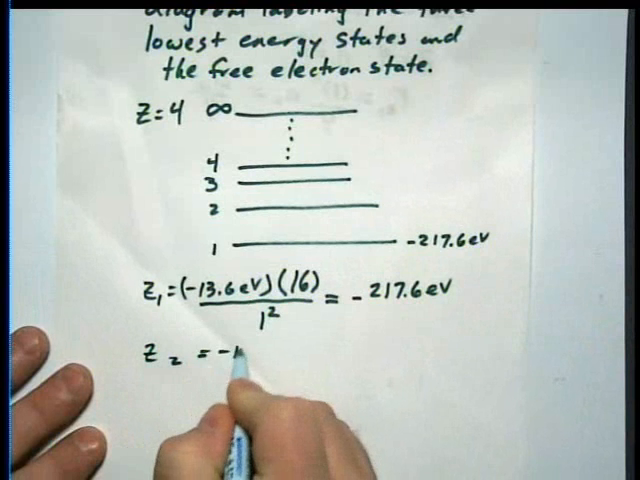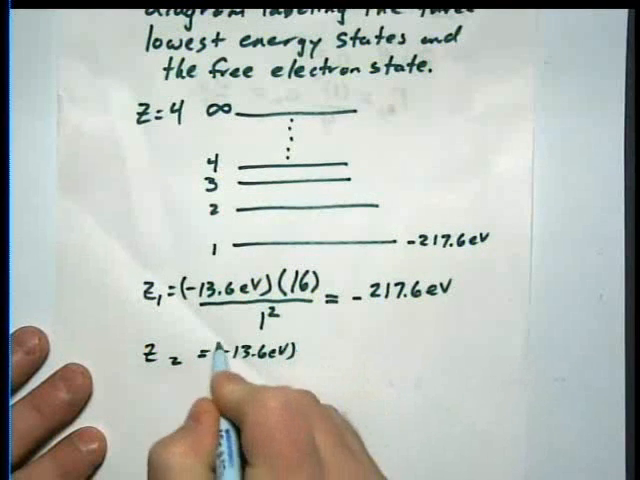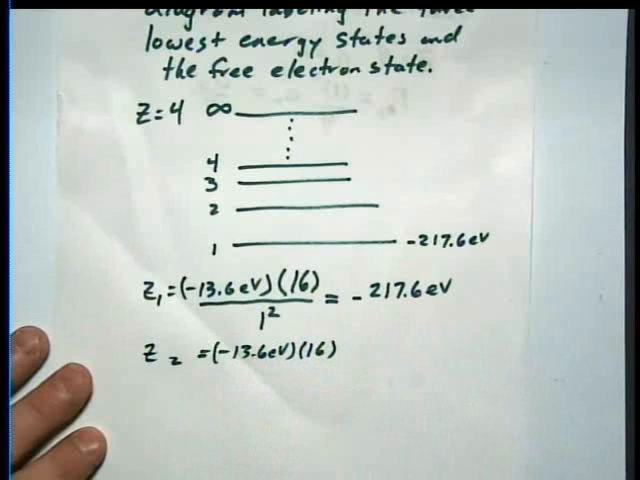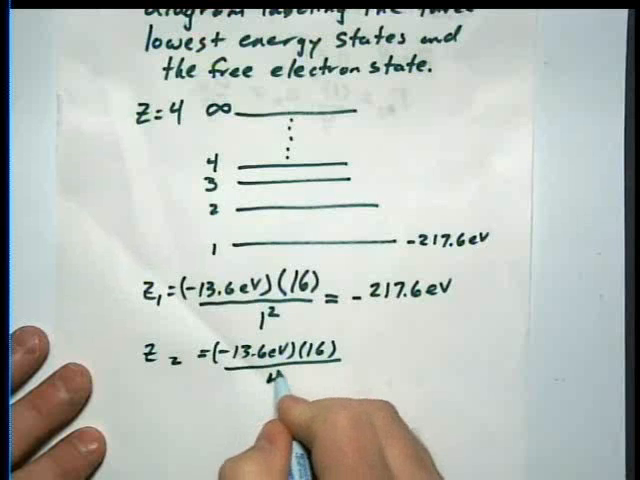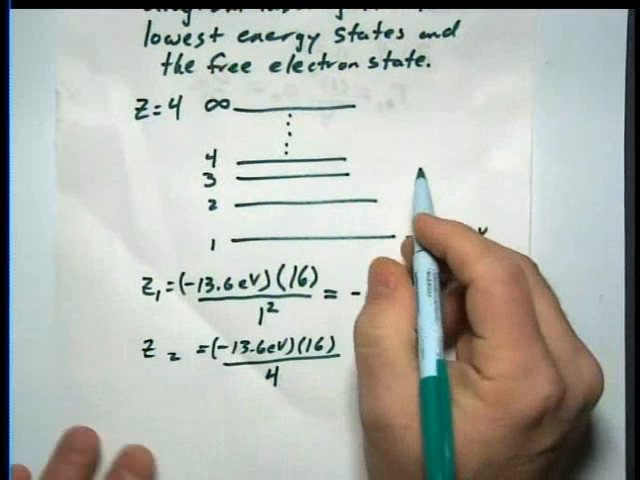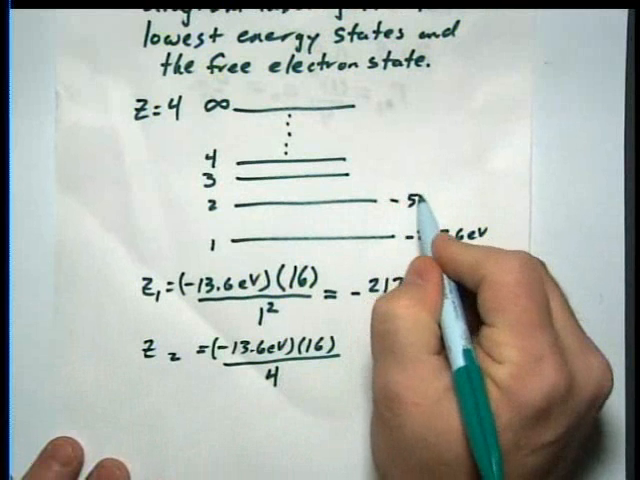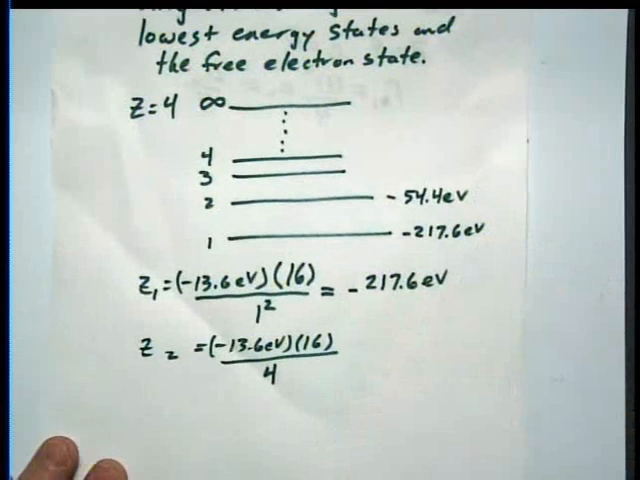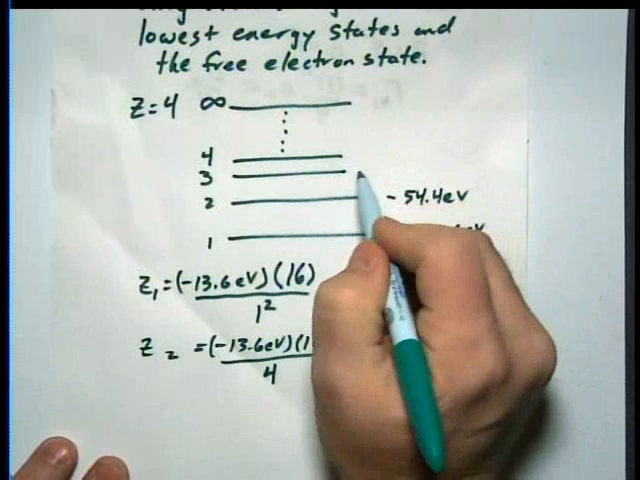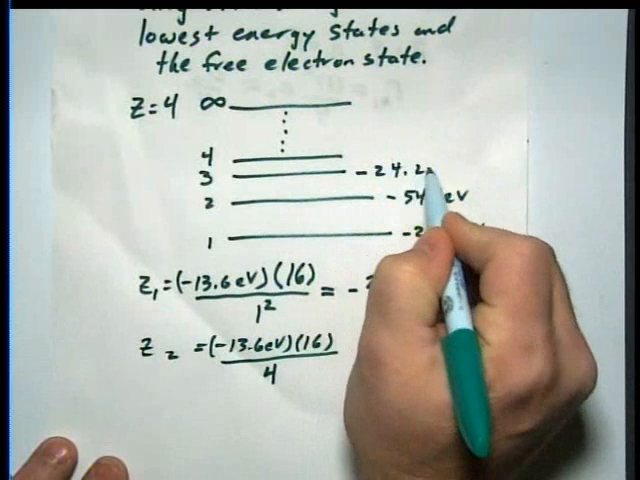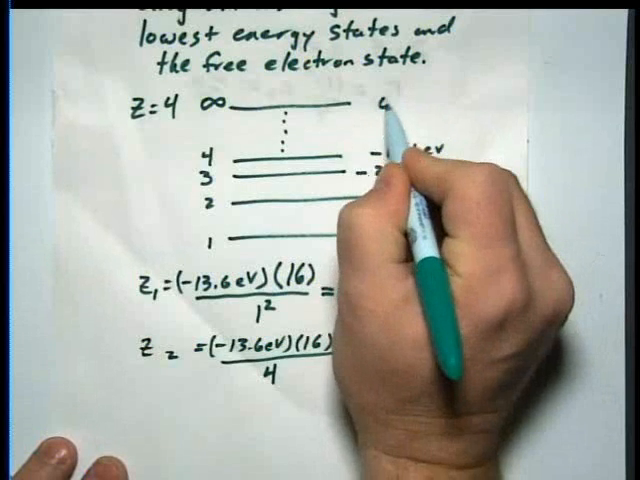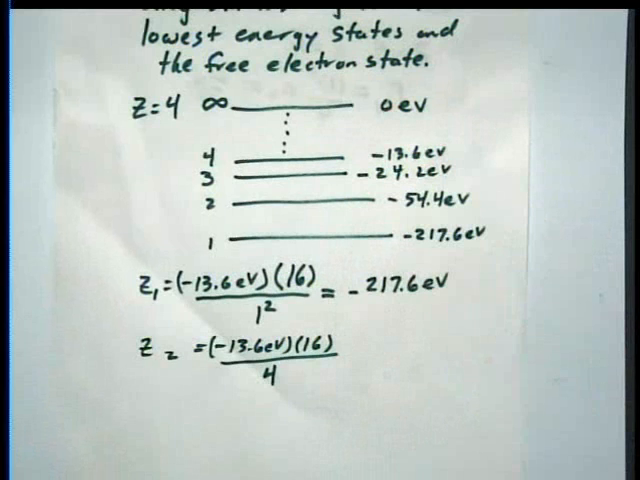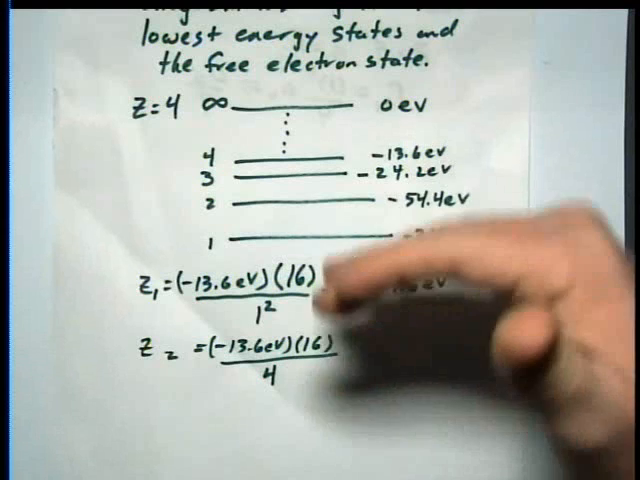Z2 would be minus 13.6 electron volts times 16, or even easier, minus 217.6 divided by 4. Put that in and you come up that it's minus 54.4 electron volts. And if you go ahead and do the rest, you can find this is minus 24.2 electron volts. And this happens to be minus 13.6 electron volts. And that's 0. So it is relatively easy with the Bohr atom to fill out a table of energy levels.